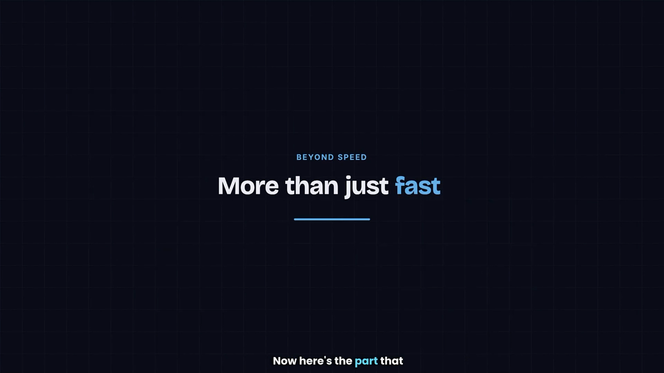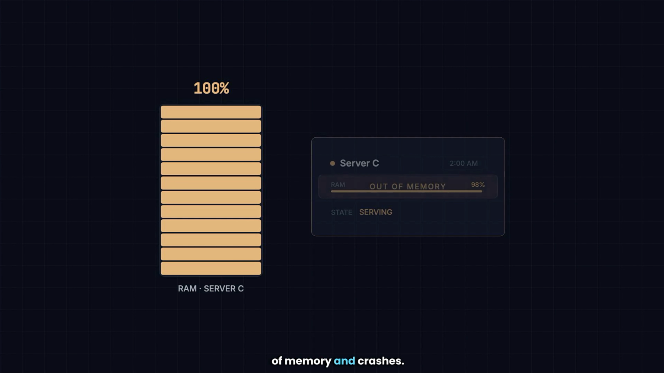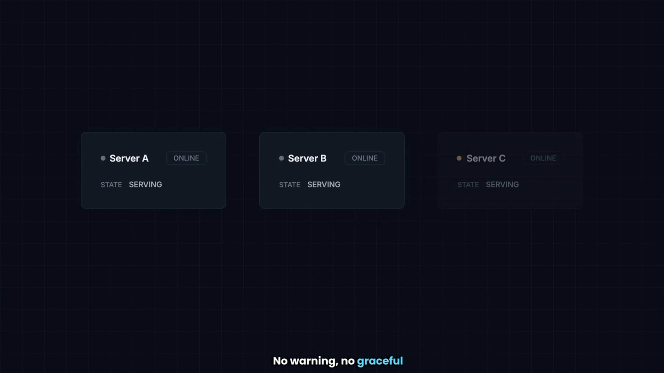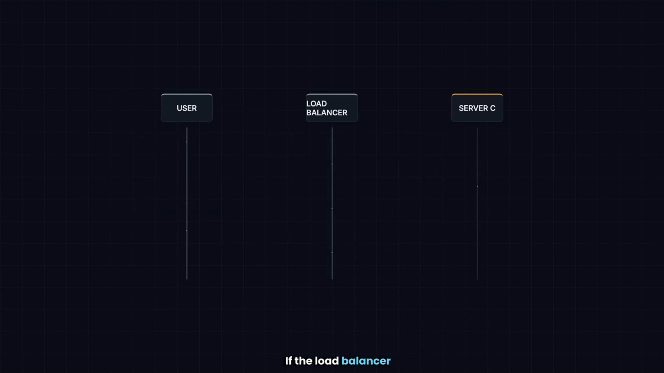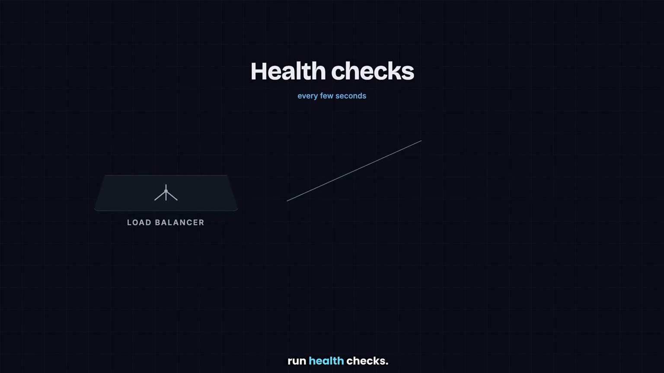Now, here's the part that makes load balancers matter beyond just speed. It's 2 in the morning. Server C runs out of memory and crashes. No warning, no graceful shutdown, just gone. If the load balancer doesn't know C is dead, it keeps routing requests there, and every one of those users gets an error. So load balancers run health checks.